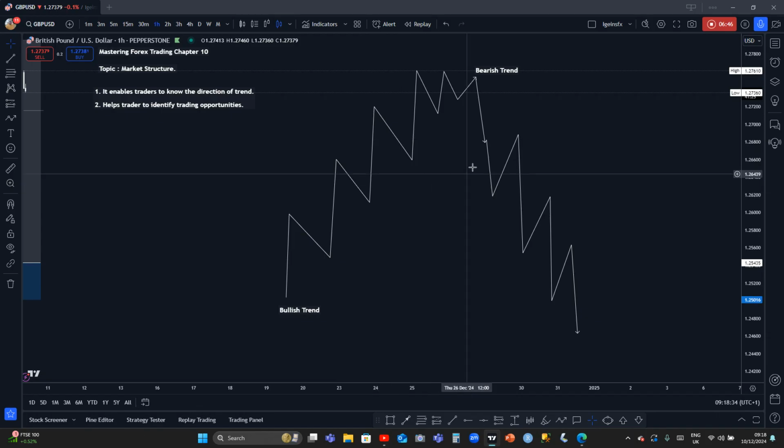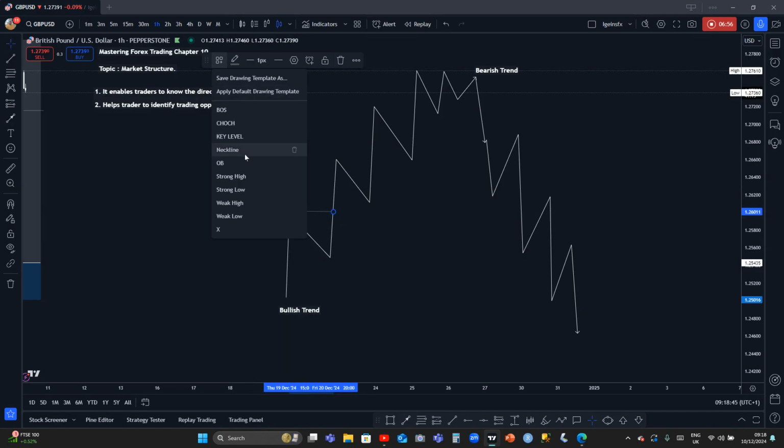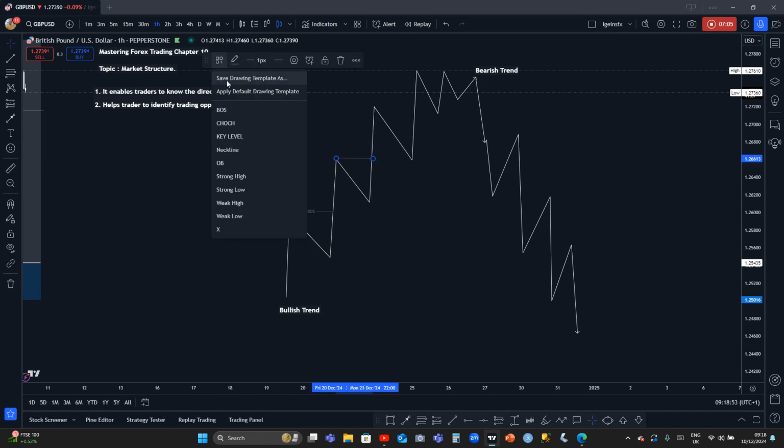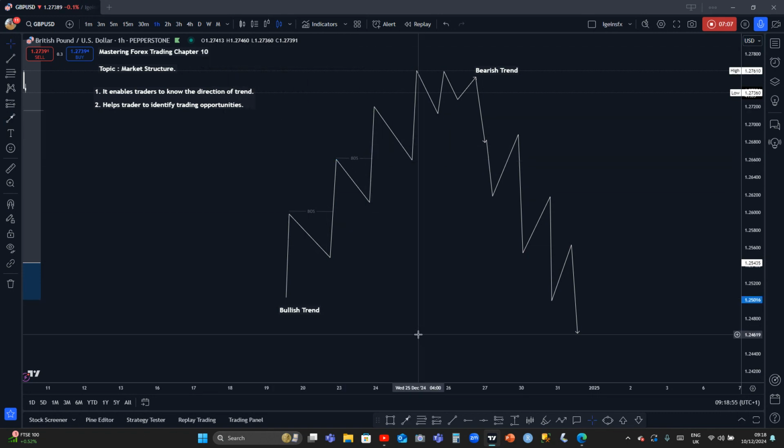Now, what happens? You see, normally when we are bullish, we continue to break structure to the upside. Break of structure, break of structure, break of structure.